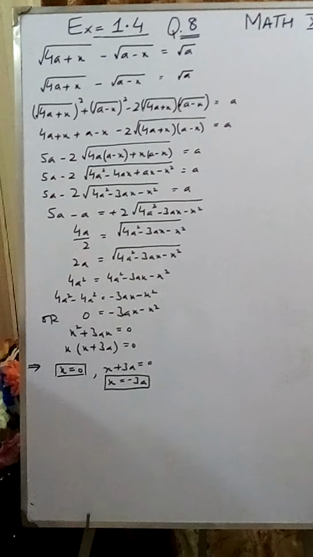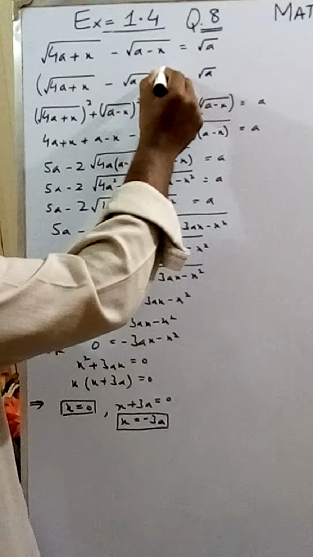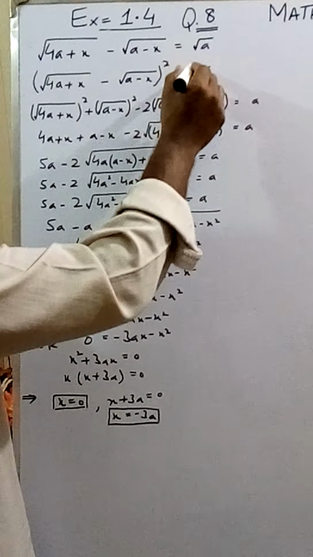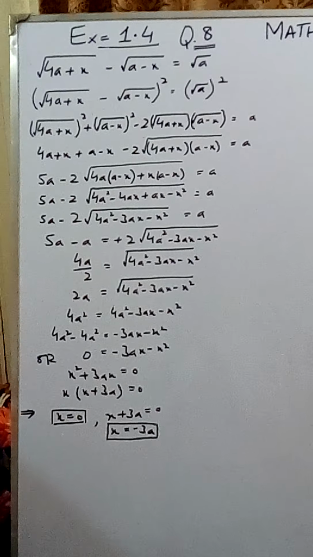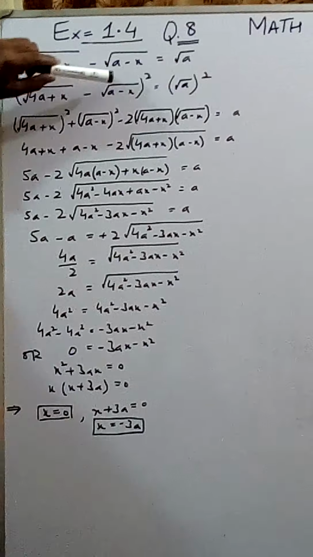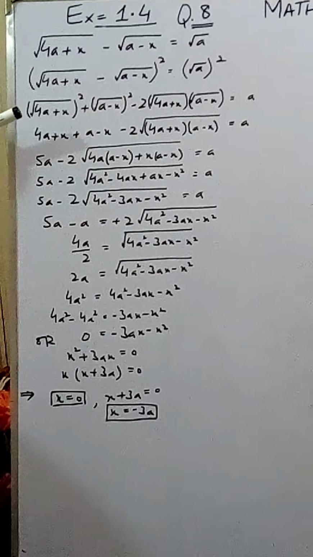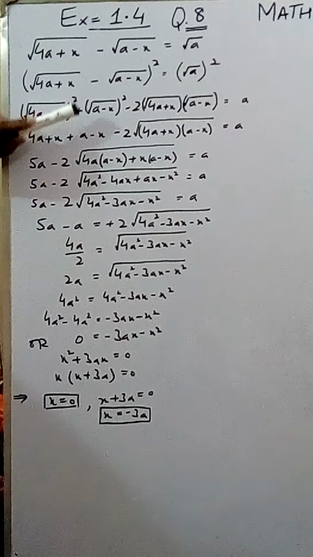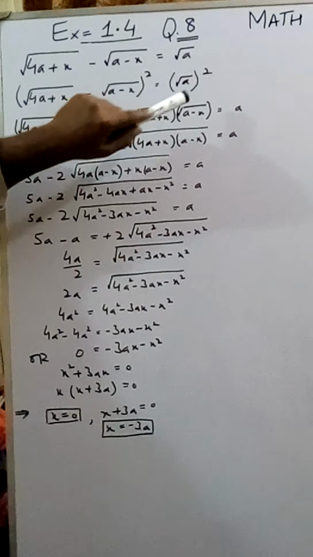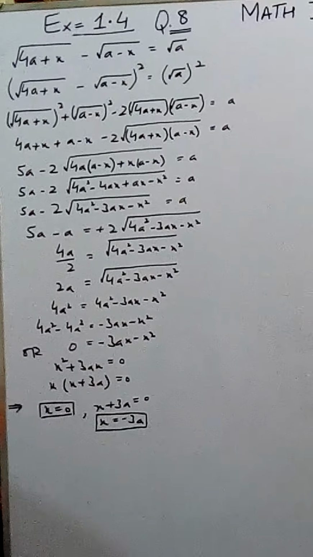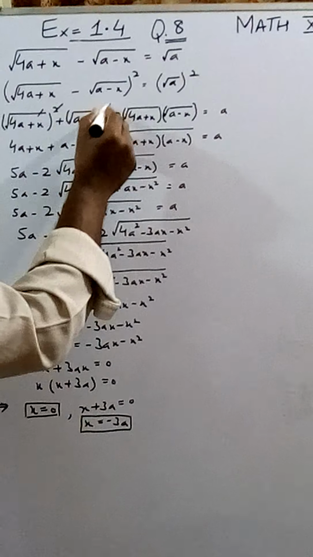So how will we solve? To remove the square root sign, take the square, but remember whole side square, square of whole side. Now this is just like (x minus y) whole square, or first term minus second term whole square. So square of first term plus square of second term minus 2 into first term into second term, and here square and square root are cancelled, so you have a. So square and square root will be cancelled over here.